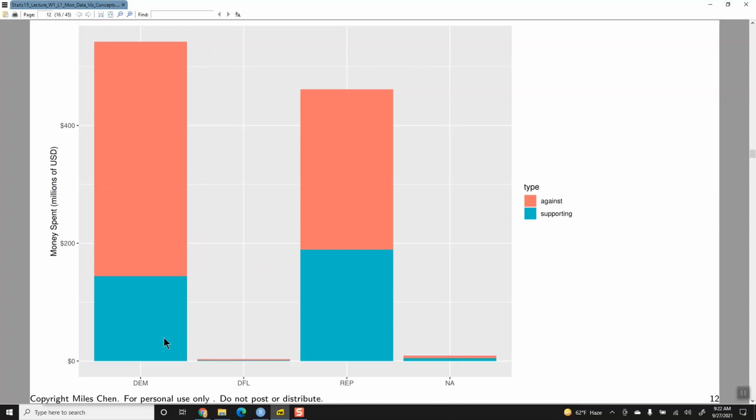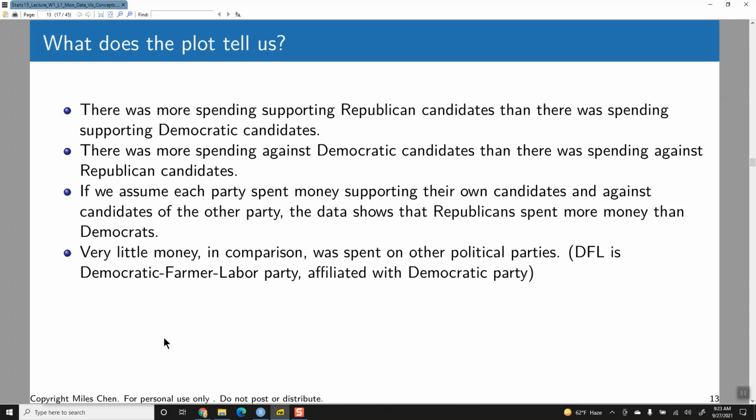And why also just data graphics are important, but also it's important that things can get lost and confused in your presentation as well. Okay, all right, and so I think this page just kind of summarizes it. And again, very little money in comparison was spent on other political parties.